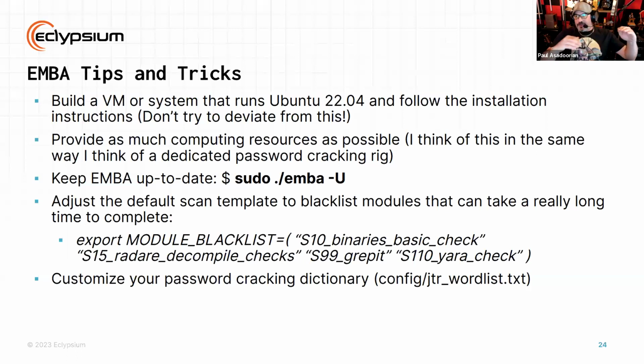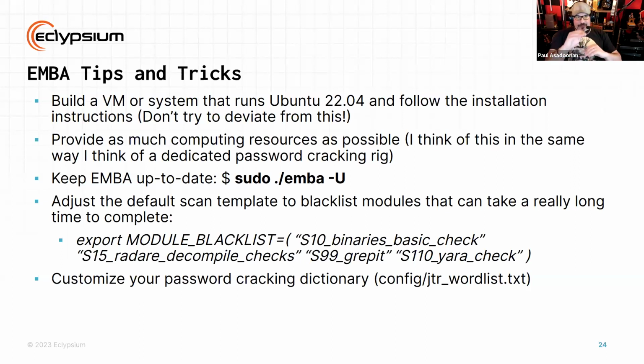So EMBA's broken down into a series of different modules. Using the documentation on the site, you want to see what those modules do, and then you want to add some to that blacklist. I've got a basic recommendation there for modules that I don't want it to run on a regular basis. There may be firmware where you do want to run these modules, which is fine, but I like to exclude some of the modules that take a really long time, like you run Yara rules against every single binary and configuration, and that can take a really long time, as an example. So I exclude that module. So that's my recommended list of modules to exclude.